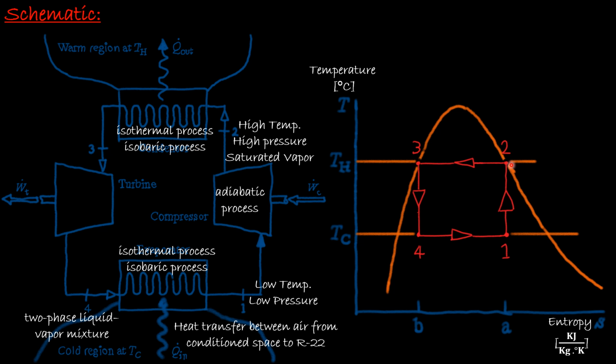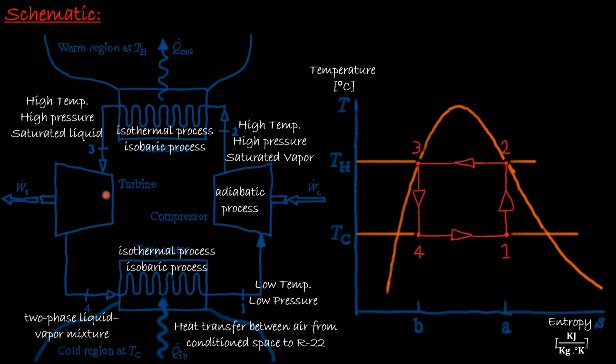The refrigerant passes from the compressor into the condenser, where it changes phase from saturated vapor to saturated liquid as a result of heat transfer. So here there will be heat rejection. And the refrigerant will exit the condenser as a high temperature, high pressure, saturated liquid. And that's what we have in here at state 3.